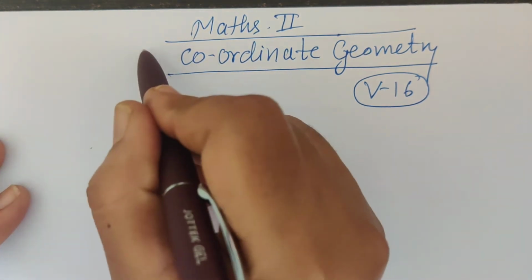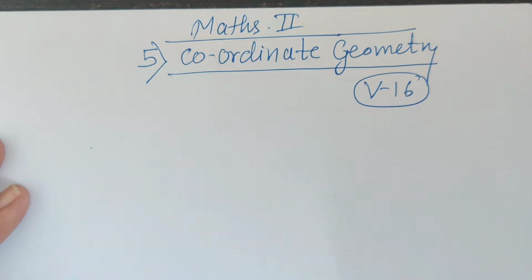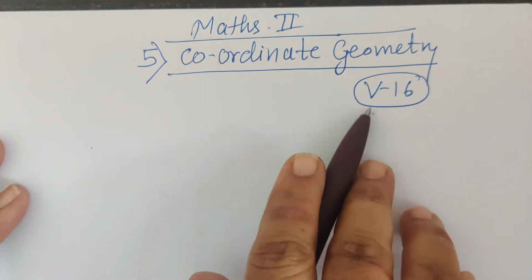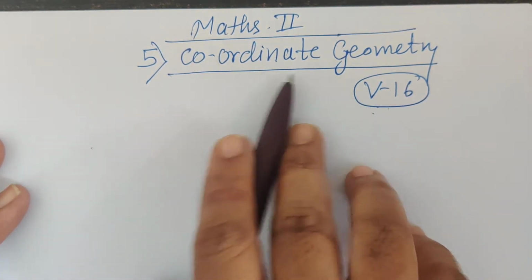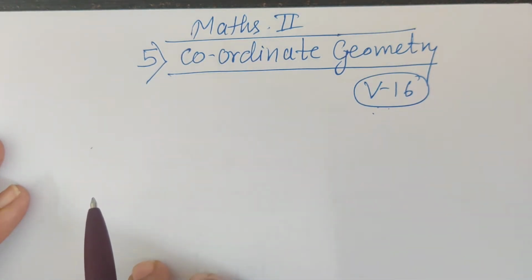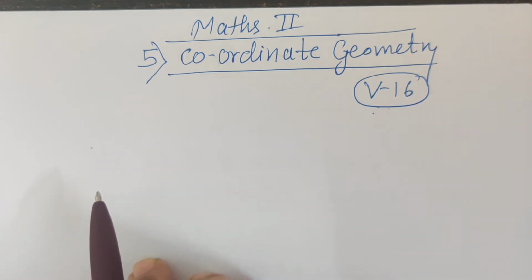Lesson number 5 is going on, that is coordinate geometry, and it is video number 16 of the lesson coordinate geometry. In the previous video I explained the example number 10. Now two examples remain from this exercise. So today I will explain the example number 11, and example number 12 you will solve on your own because it is like example number 10.